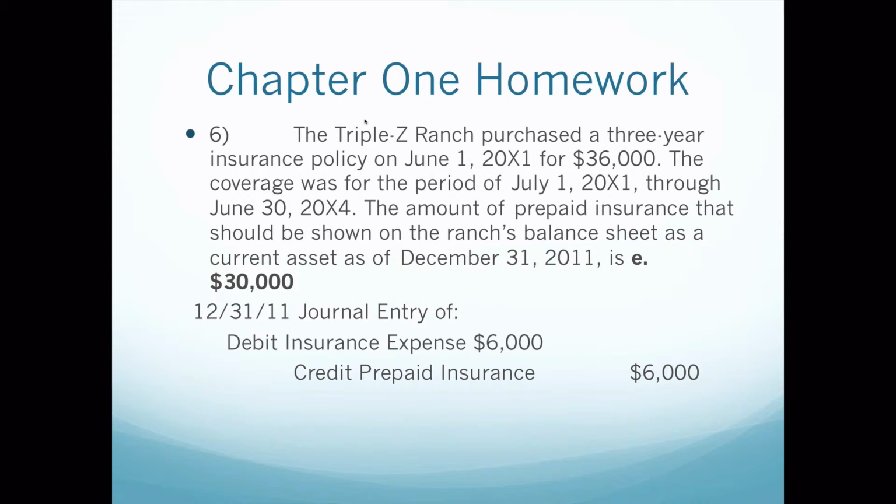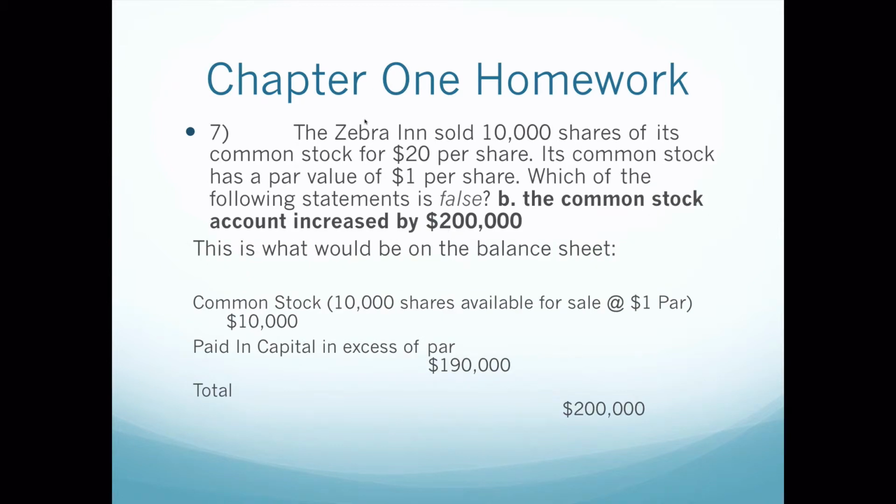Like I told you before, I don't expect you to remember this per se from accounting, especially the journal entry. But once I show you the answer, it should make sense to you and kind of jog your memory. I did put the journal entry on there just so you could see how I came about the answer of $30,000. So 36,000 minus 6,000 is 30,000. Number 7, the Zebra Inn sold 10,000 shares of its common stock for $20 per share.